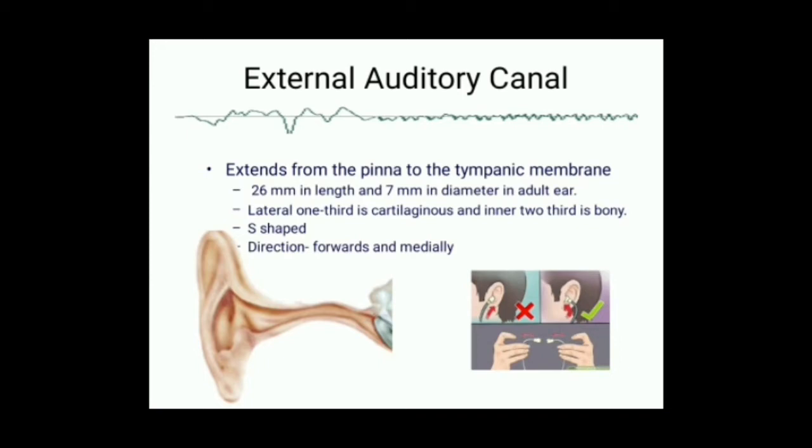Similarly, you might have experienced this while wearing your stethoscope. The earpiece of the stethoscope should be facing forwards and medially, so that if you put it on your ears, the earpiece will face the eardrum. So this is the correct one. Whereas here, if you see, the earpiece is facing backwards, so it is not correct.